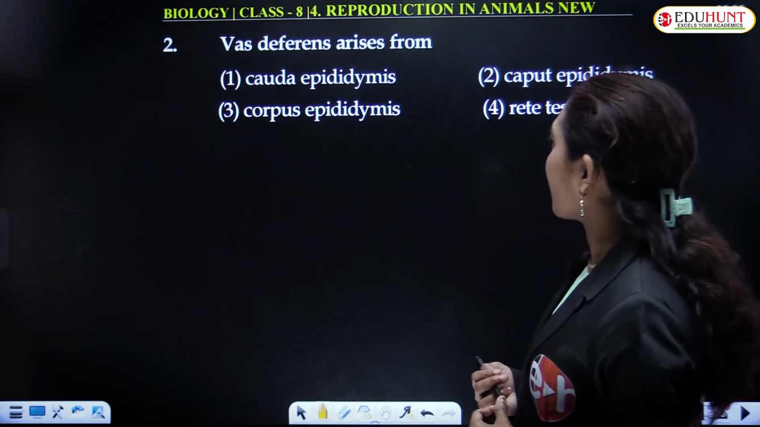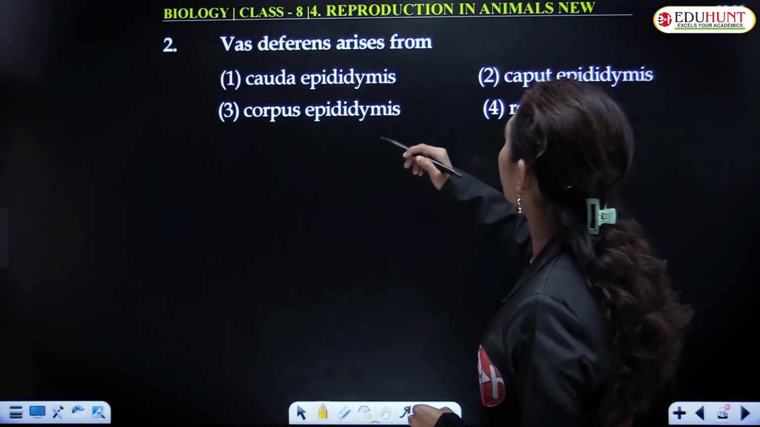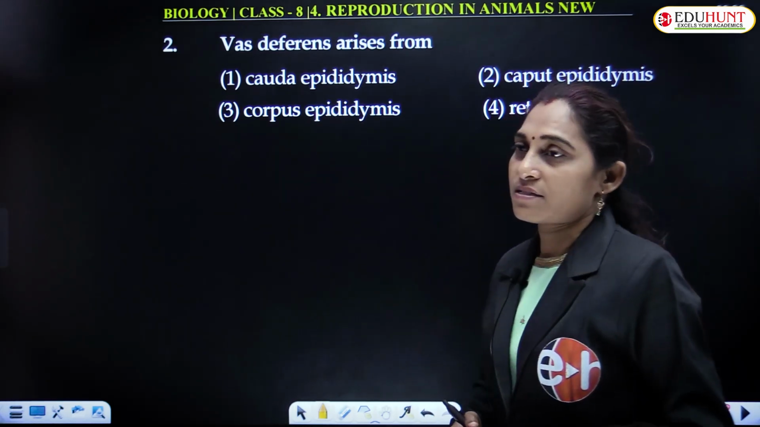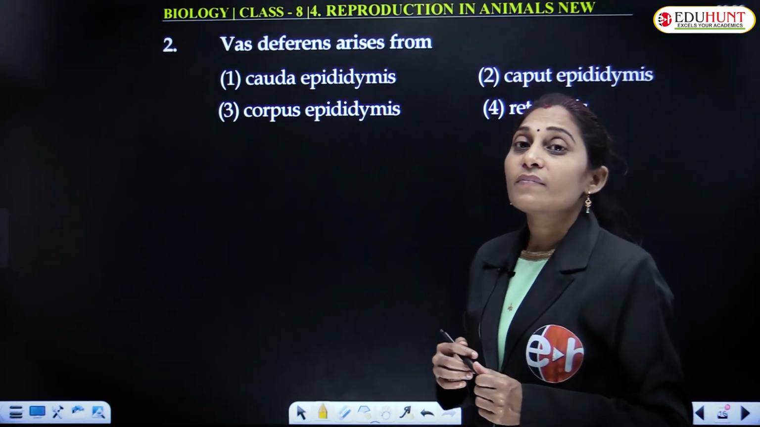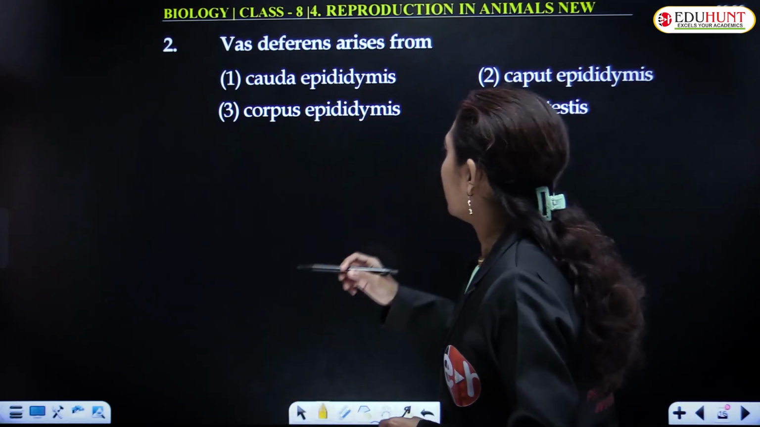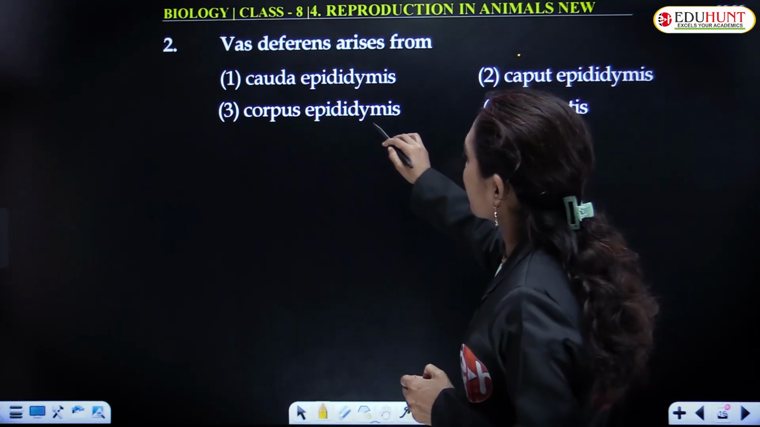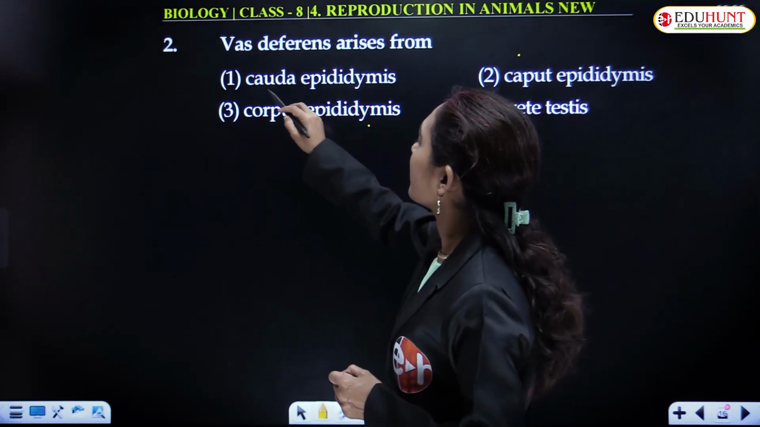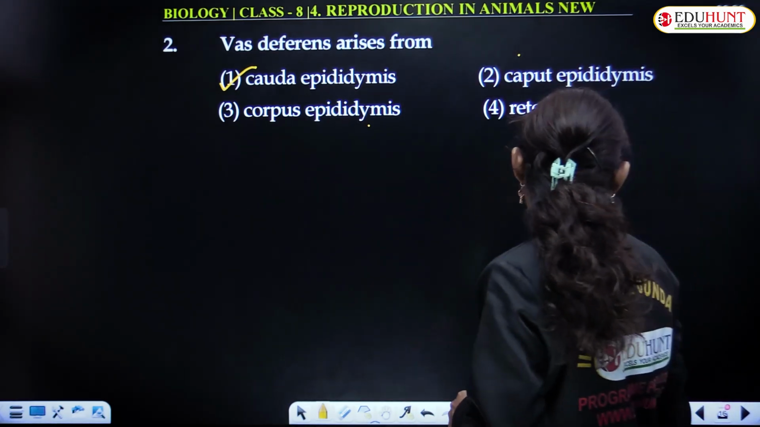Vas deferens arises from: cauda epididymis, caput epididymis, corpus epididymis, or rete testis. Three of these are associated with the epididymis. Epididymis is differentiated into three zones or parts. The first, upper part is the caput epididymis, the second part is the corpus epididymis, and the third, lower part is the cauda epididymis, and it is the structure from which the vas deferens arises.